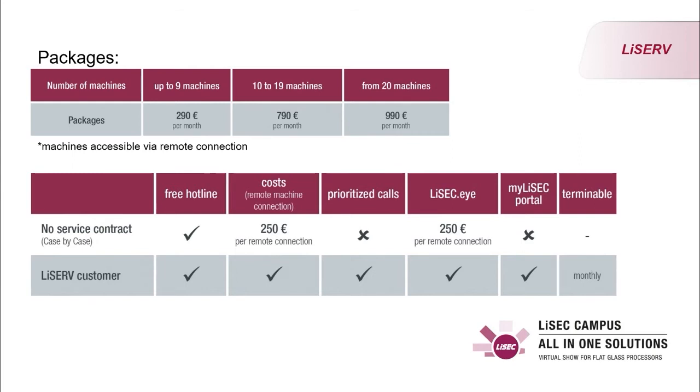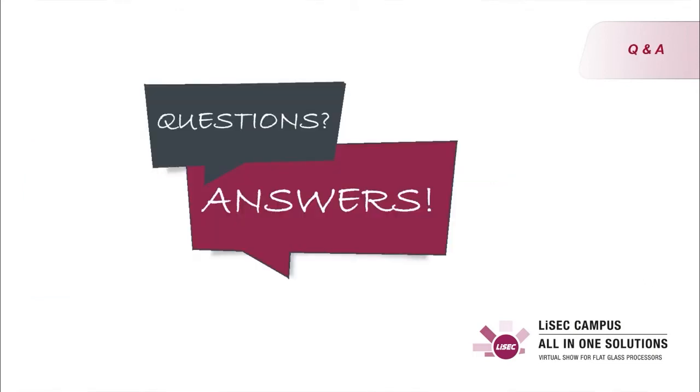So if you have more than 9 machines, between 10 and 90, the package will cost you 790 euros a month. And from 20 machines onwards, you will pay 990 a month.